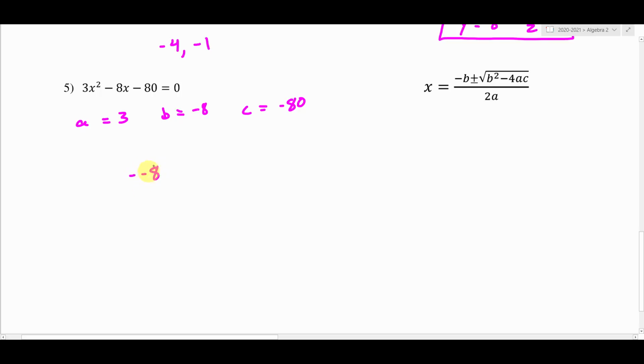Weldon, why are you putting two negatives there? Again, one on the b, one on the formula. There they are. All right. So plus or minus, and then we're going to do b squared, and do not forget your parentheses here. A lot of students mess this up, okay? Do not forget your parentheses.